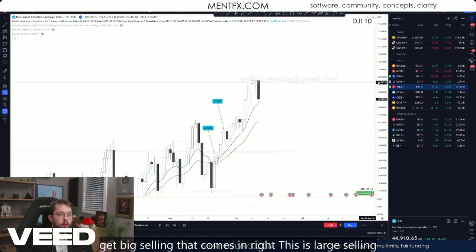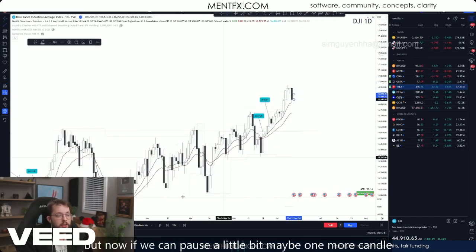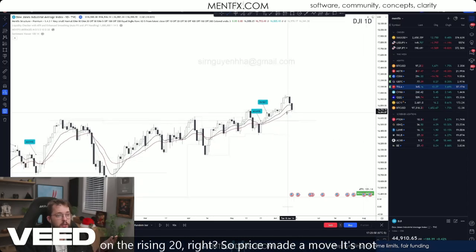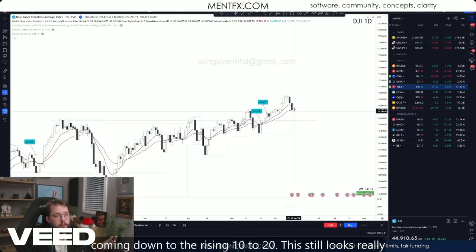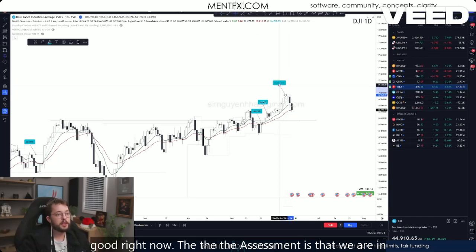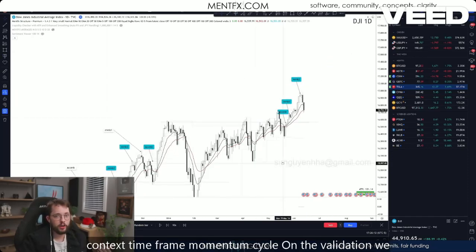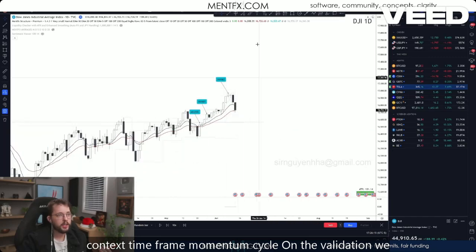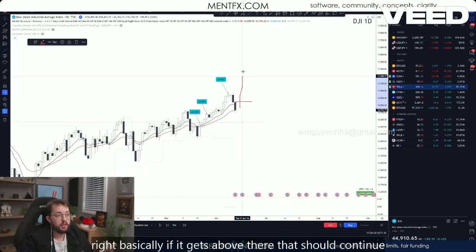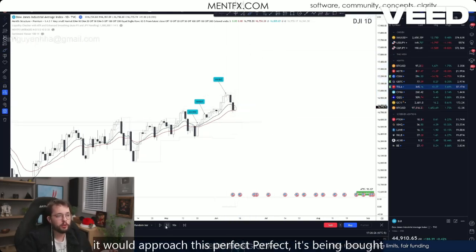And beautiful, we get big selling that comes in. This is large selling. But now if we can pause a little bit, maybe one more candle. Okay, this is still okay because we're catching on the rising 20. So price made a move, it's not coming down to the rising 10 to 20. This still looks really good. Right now, the assessment is that we are in MMB2. We're making a second momentum MB within a bullish context time frame momentum cycle. On the validation, we expect that if price gets above here, that should continue a momentum MB cycle to the top side. That's how I would approach this.